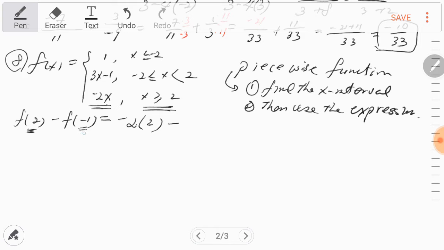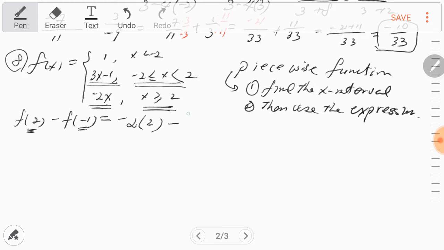-1, the input value -1, x value is -1. Where does it belong to? It belongs to the first one or second one? It belongs to the second interval, right? Because -1 is between -2 and 2. It belongs to the second interval, so we gotta use the second expression. Then that is 3x minus 1.